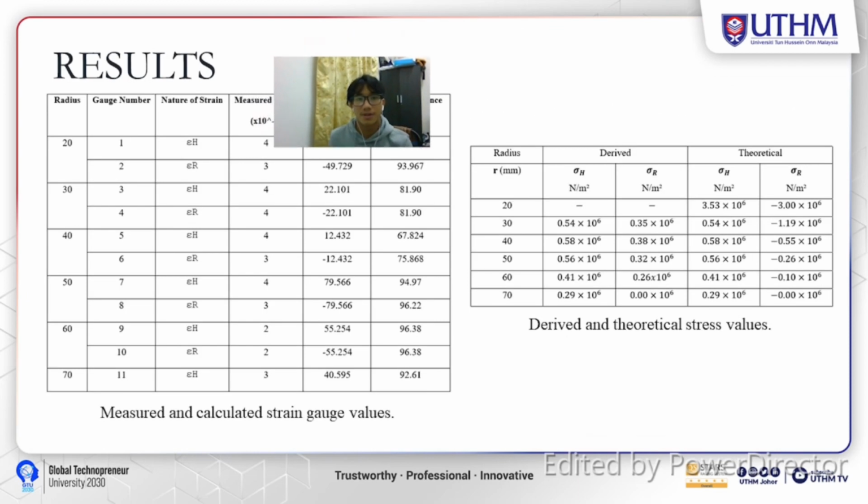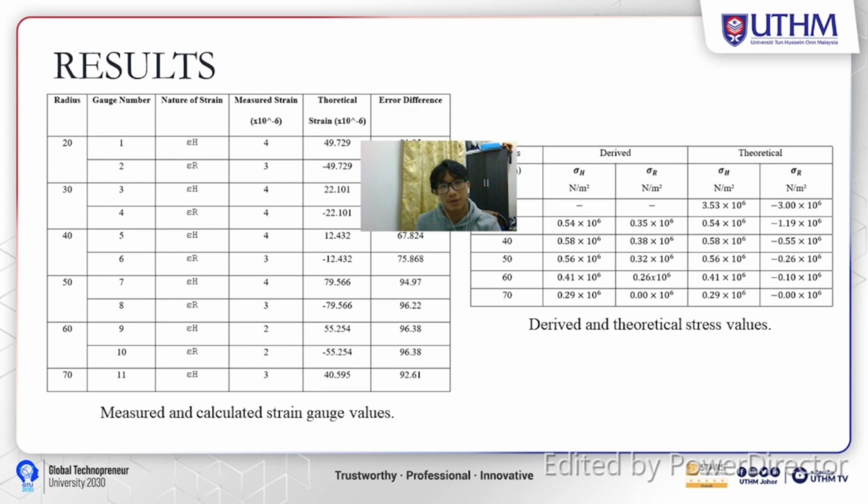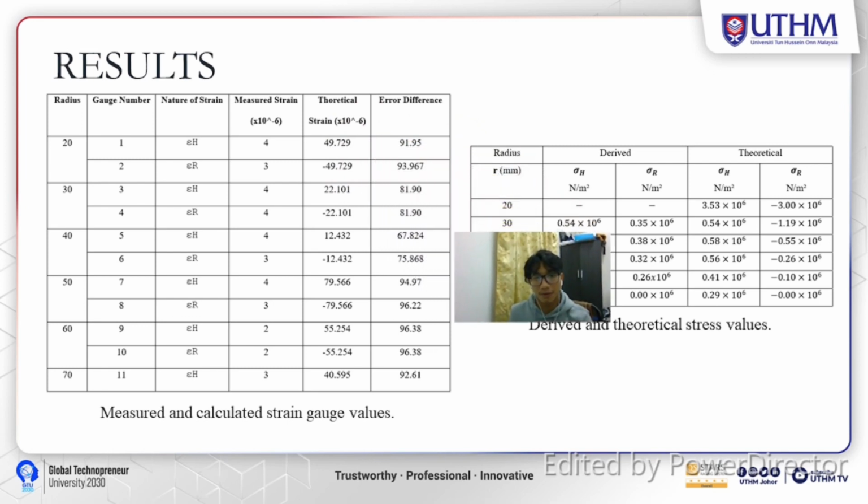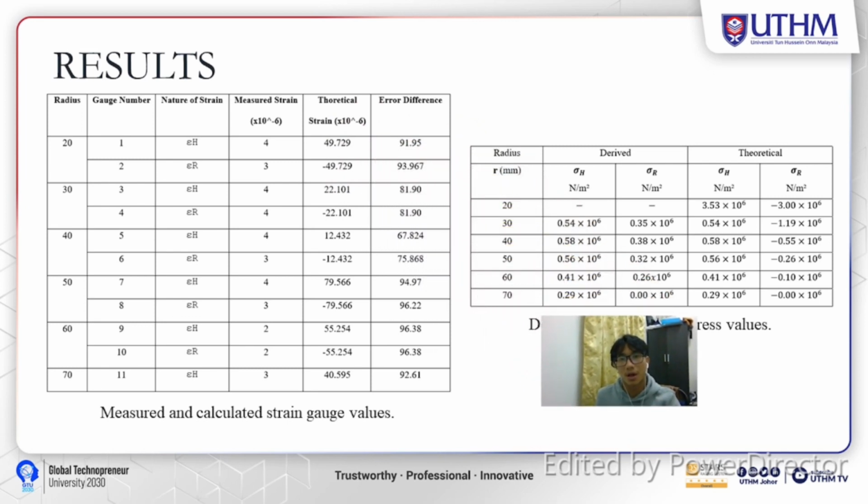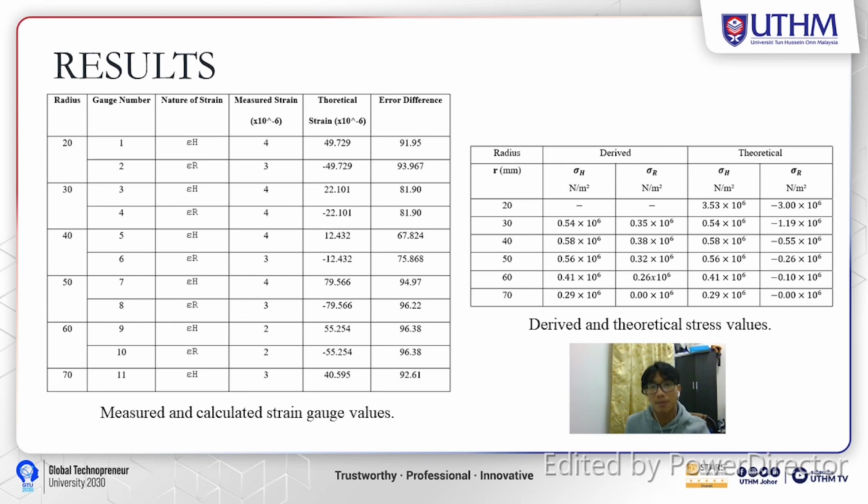Okay, this is the result. Radius is 20, 30, 40, 50, 60, and 70. Okay, after we collect the data, we insert it to the table. We also use the theoretical strain to differentiate the answer. After that, we use the derived and theoretical stress value, and we also put it in the table.